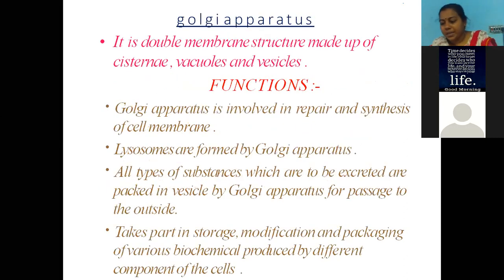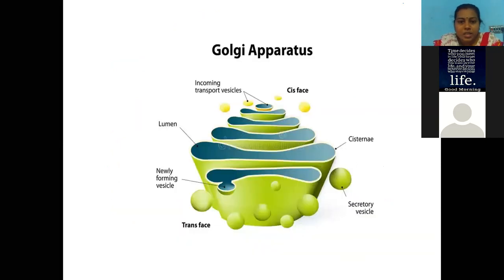Golgi apparatus. The Golgi body consists of smooth, flattened, membrane-bound sac-like structures called cisternae, along with vacuoles and vesicles. The cisternae are stacked together, placed one upon the other in parallel rows. So I'll show the structure. See, students, this is the structure of the Golgi apparatus.